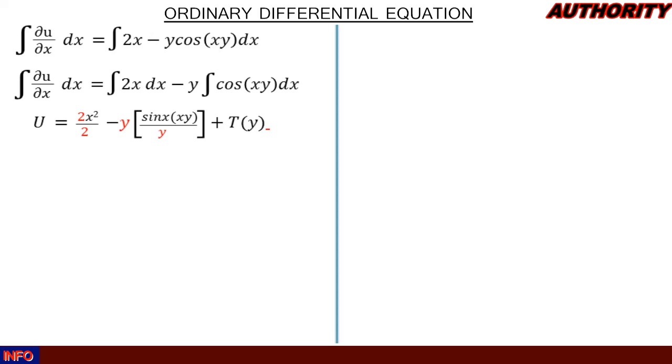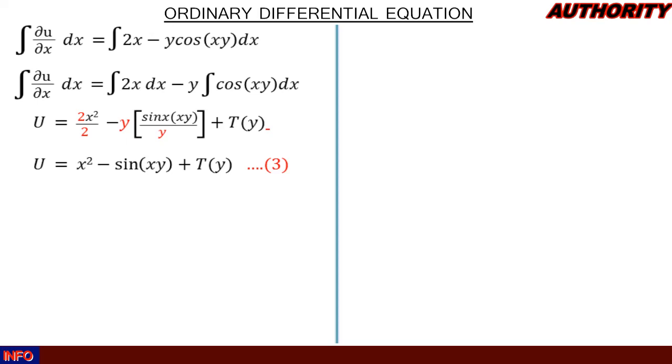All right, good. So when we simplify this, we see that in this case we have y minus y multiplied by sine xy all over y. So we cancel y, okay? And then here we say that u is equal to x squared minus sine xy plus t of y. Okay, yes, let's call this equation 3.